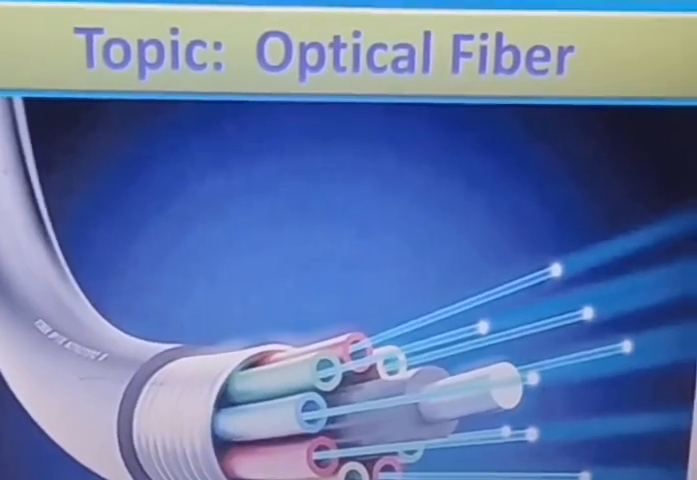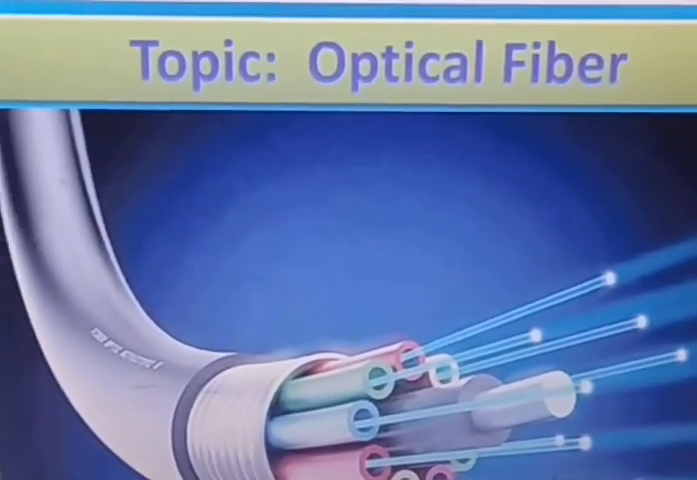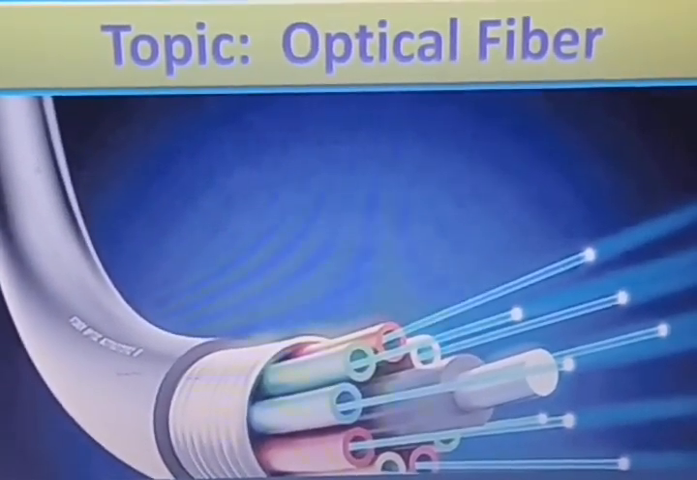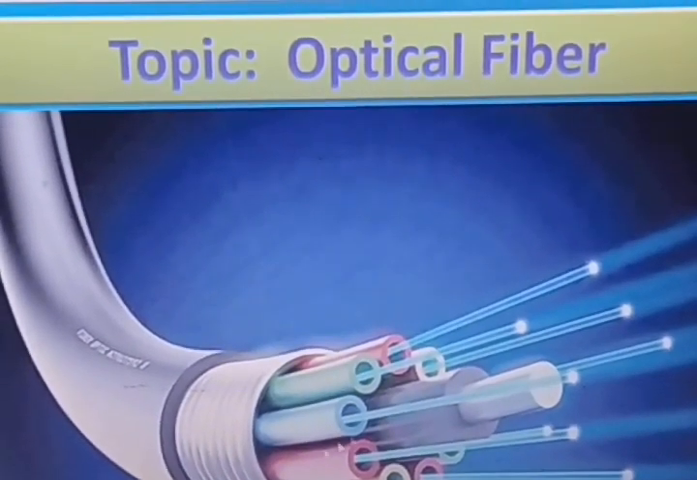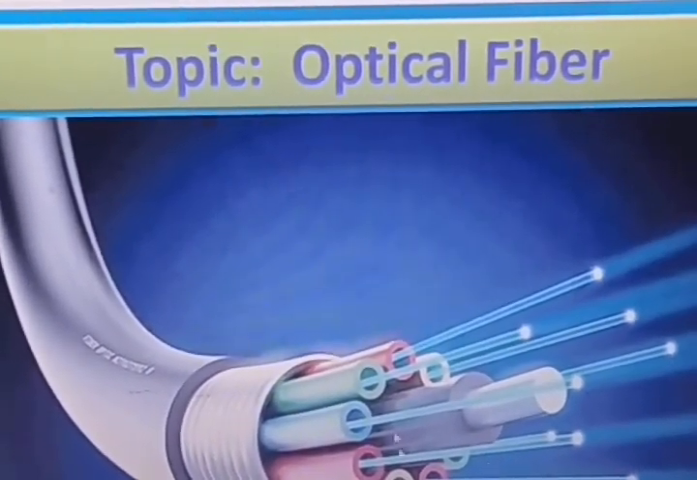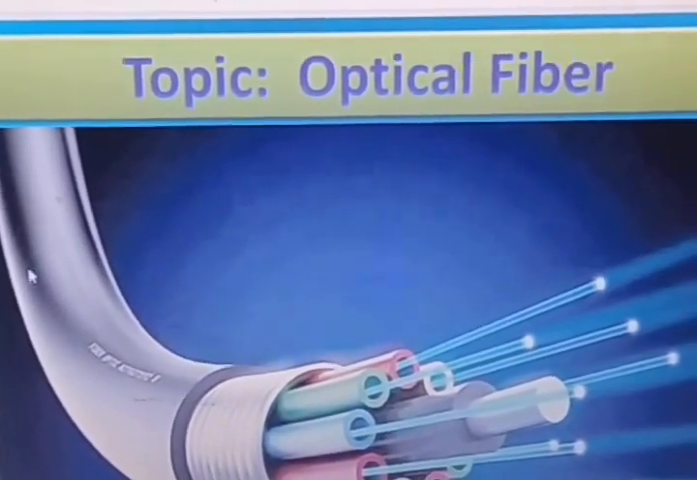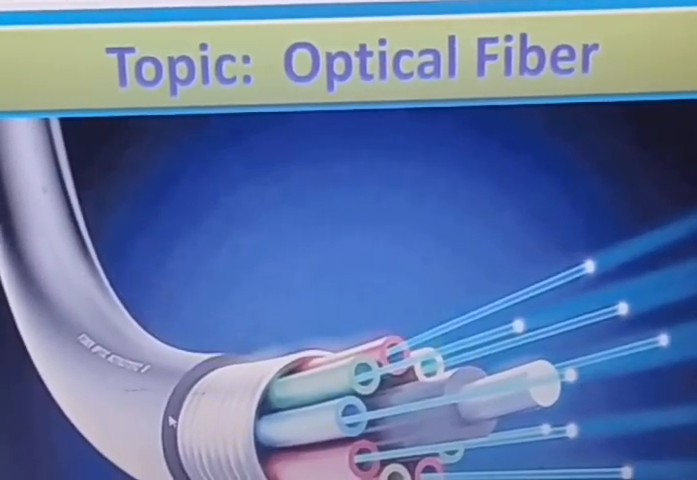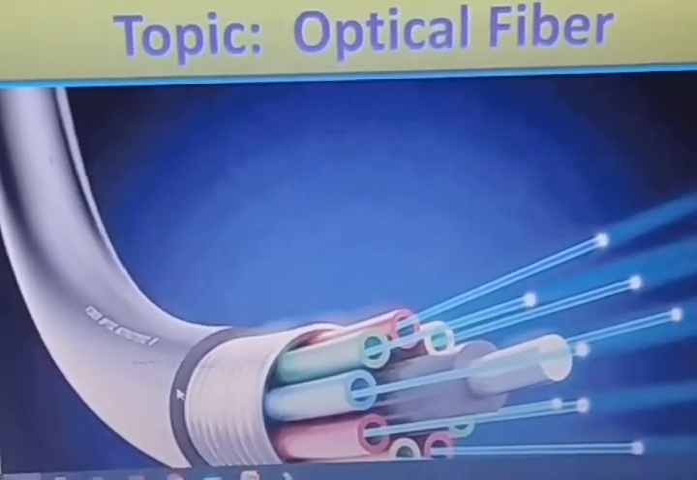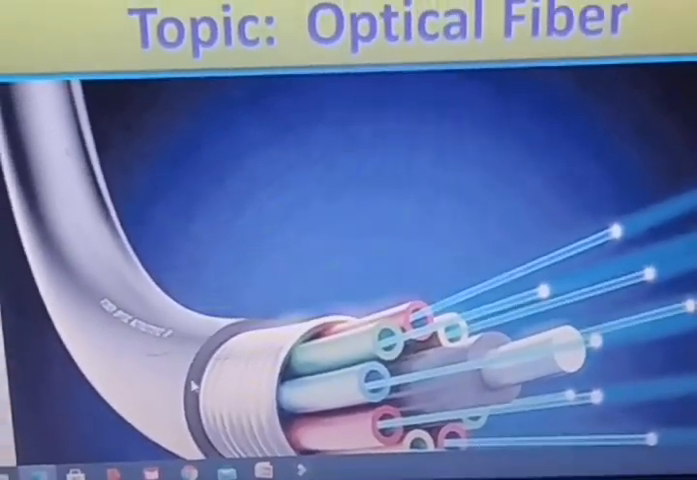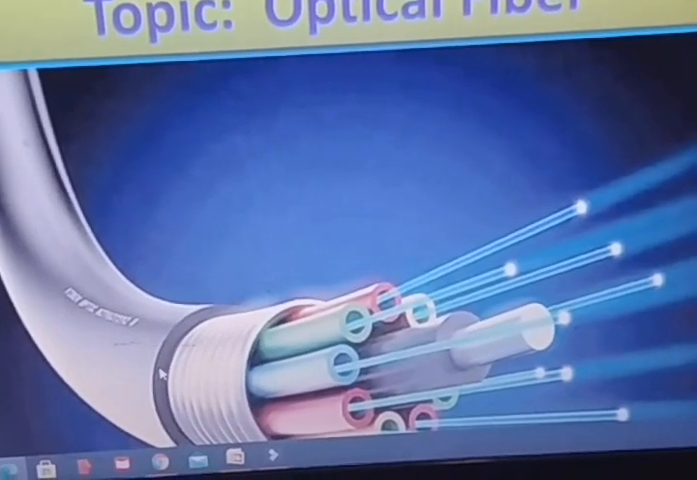So see students, this is the introduction part, the topic of optical fiber. As you can see in the figure, there are how many wires we have. These are the number of wires we are using. This is our core and cladding. This is our complete optical fiber outer look, how it looks on the outer part. Just an example of how the optical fiber looks in physical form.